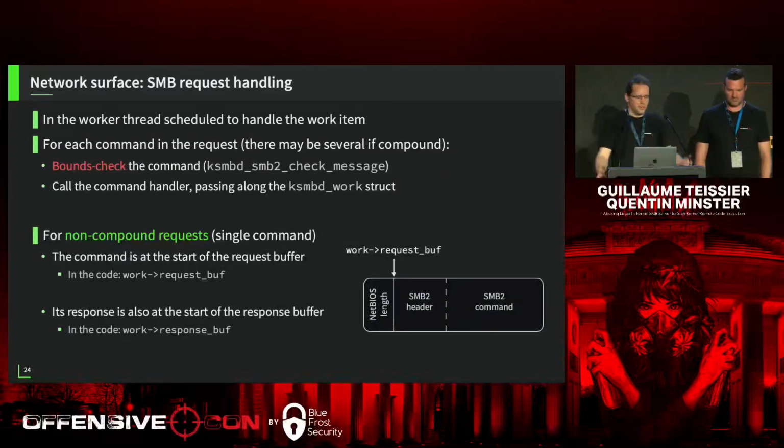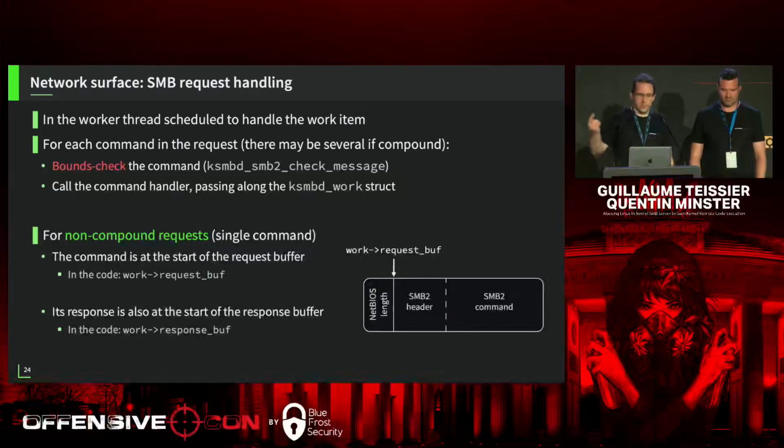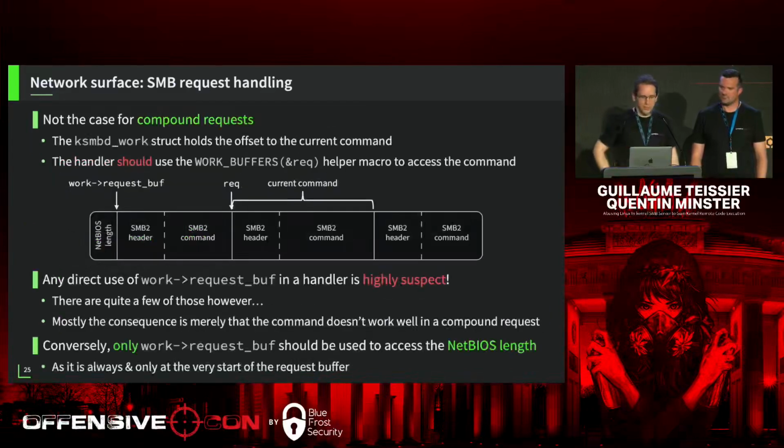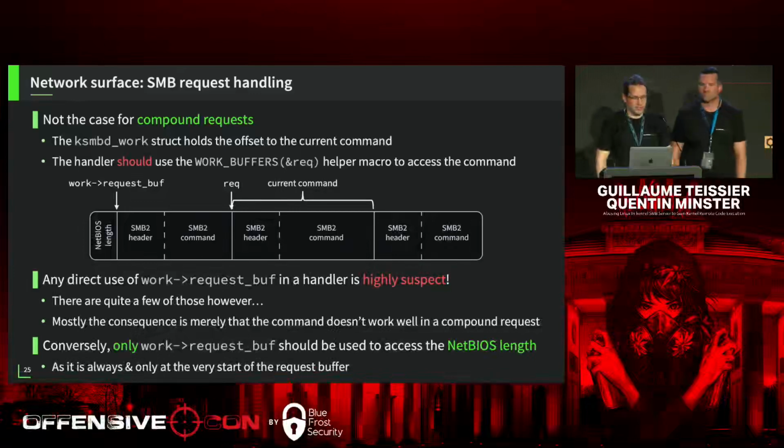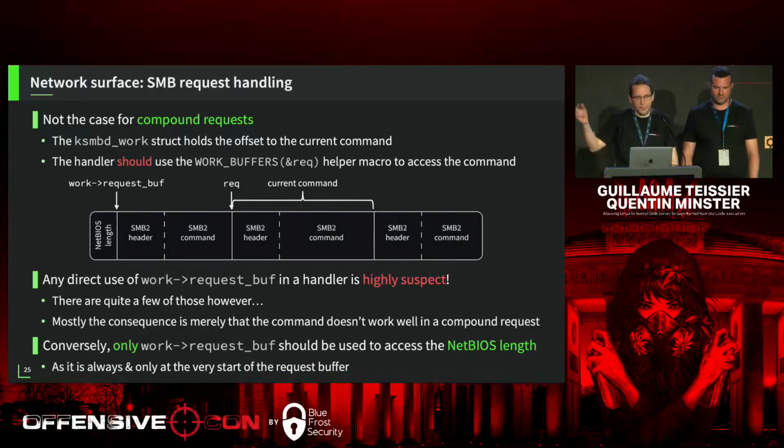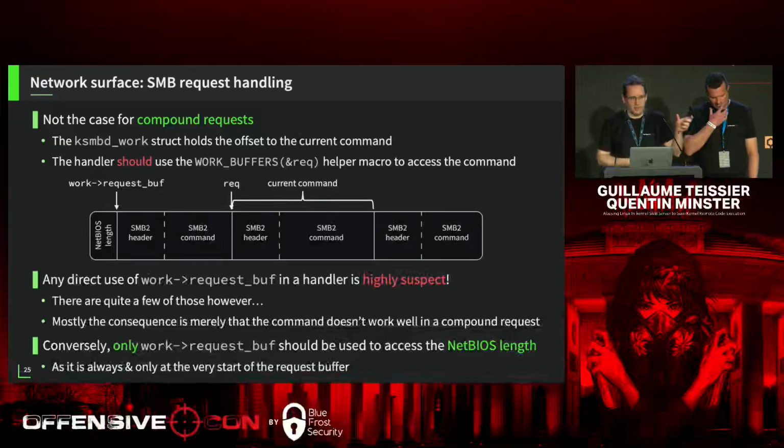So for a request with a single command, you have a pointer in the work structure, request_buf, that points to the start of the command that you're going to be processing, right? So this is the buffer that holds the full request. This only works for single command requests. But if you have a compound request, you can't use that buffer because it only points to the first command. So KSMBD uses helpers, work buffers, to get a pointer to the current command that's being processed in the request. That means that when you process a command in a compound request, you should always be using this rsp pointer that comes from the work buffers macro. That's the one that's pointing to your command.